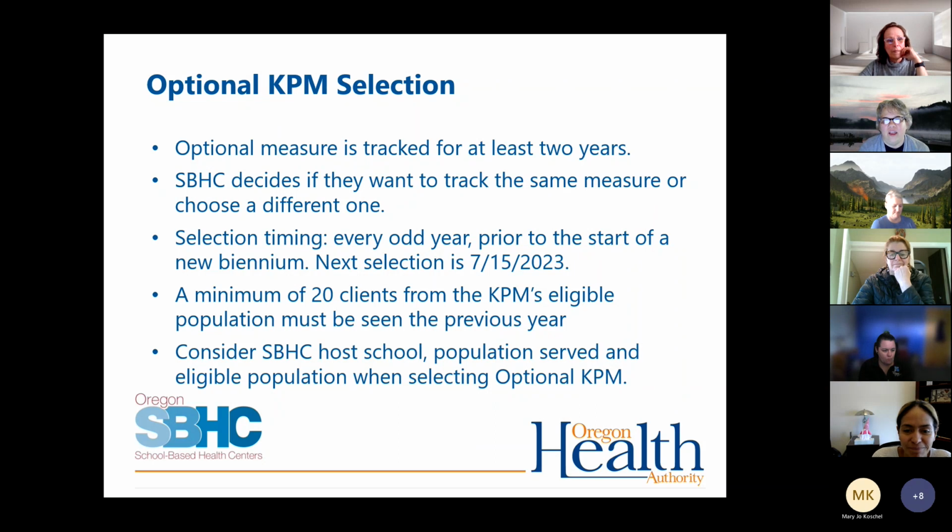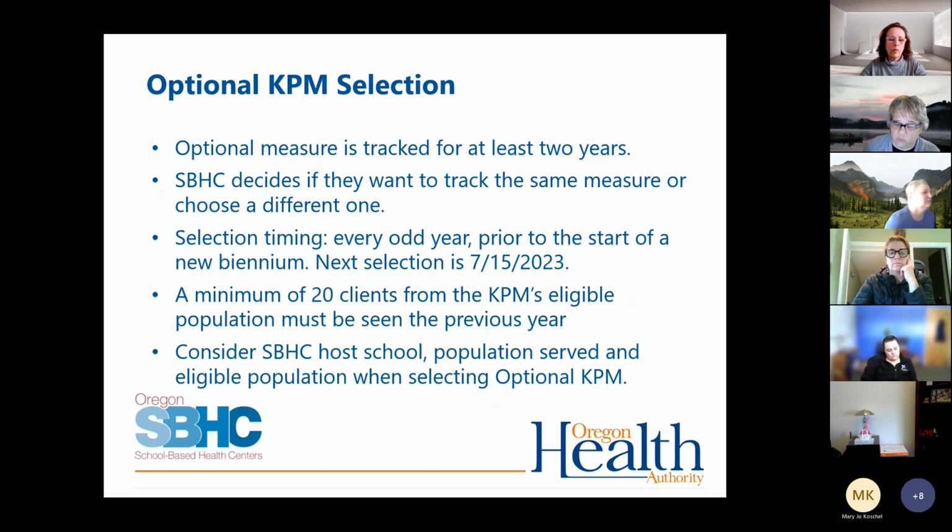Okay, so the optional measure that I mentioned. Optional measures are tracked for at least 2 years, because what we really want to see is that as a result of doing a chart audit, maybe you realize, like I said, some of those things like clinic workflow need to change. So if you only tracked an optional measure for 1 year, it's not going to allow you to implement change to try to increase the provision of the service associated with whichever optional measure you've chosen. So you track them for 2 years.